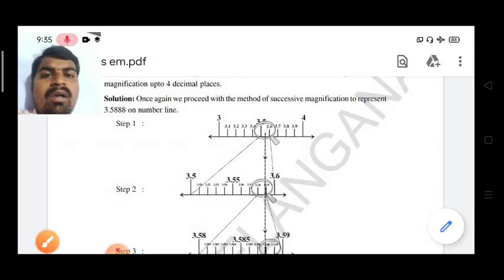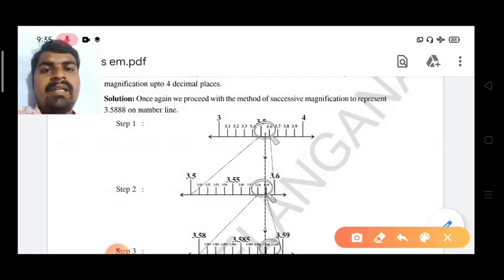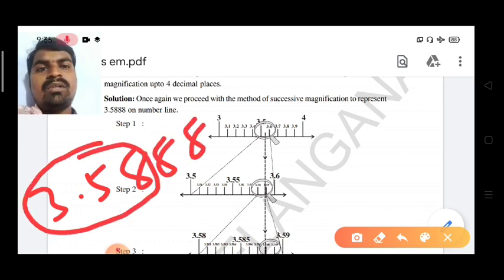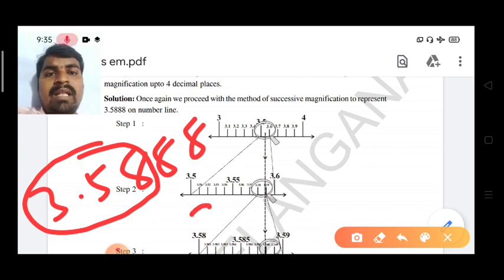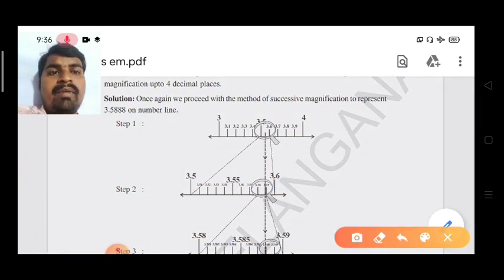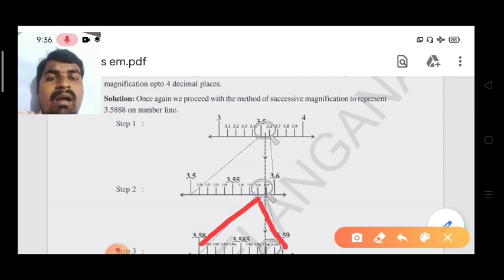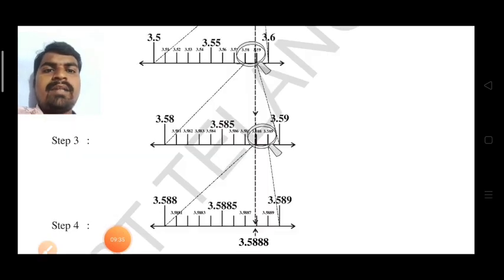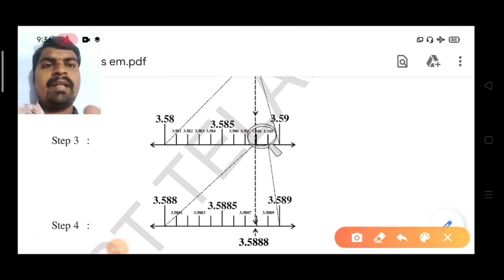After that you have to identify the number. The question is 3.5888. So here you go to the hundredths place now. So 3.58 is there. So you have to select 3.58 and 3.59. You have to select 2 numbers on the number line. Here 3.58, 3.59. So this is the third step. We have to select the 2 numbers from the second step. So I think all are understood. After selection you have to write like this only, 3.58, 3.59.